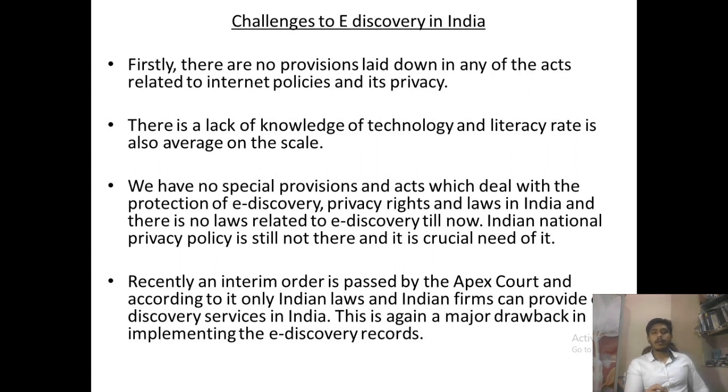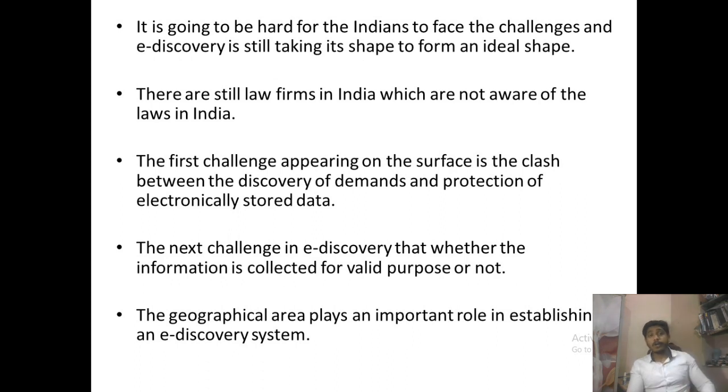Recently, an interim order was passed by the Apex Court, and according to it, only Indian laws and Indian firms can provide e-discovery services in India. This is again a major drawback in implementing e-discovery records. It is going to be hard for Indians to face the challenges, and e-discovery is still taking shape to form an ideal shape. There are still law firms in India which are not aware of the laws in India.